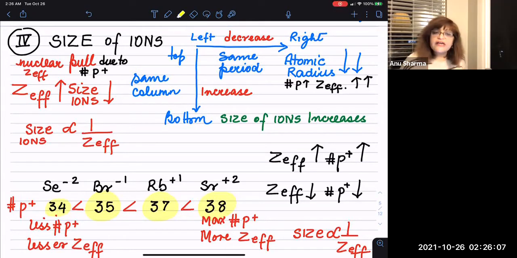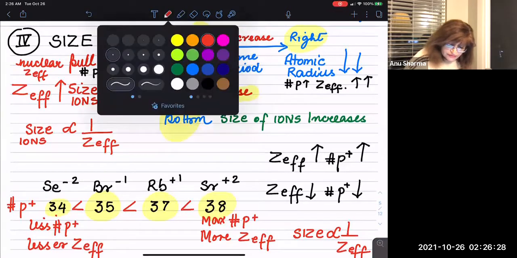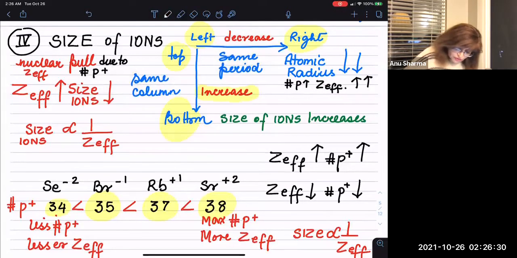We see a trend in the periodic table. First of all, when you move from top to bottom in the same column, the size increases, because in general you are increasing the energy levels. So the effect of the nucleus begins to decrease. The effect of the nucleus is also coming down.